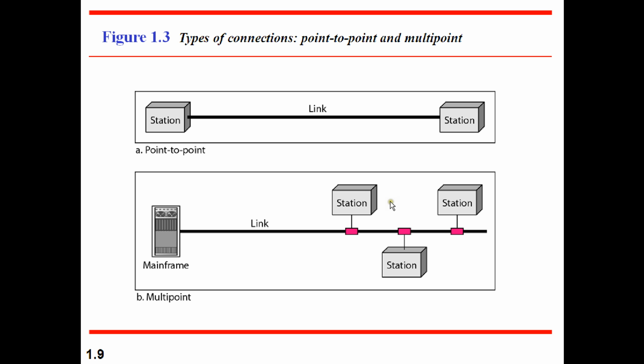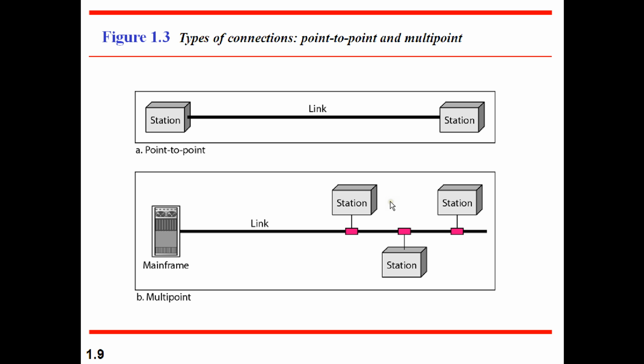There are two possible types of connections: point-to-point and multi-point. A point-to-point connection provides a dedicated link between two devices. The entire capacity of the link is reserved for transmission between those two devices. Most point-to-point connections use an actual length of wire or cable to connect the two ends, but options such as microwave or satellite links are also possible. Example: when you change television channels by infrared remote control, you are establishing a point-to-point connection between the remote control and the television's control system.